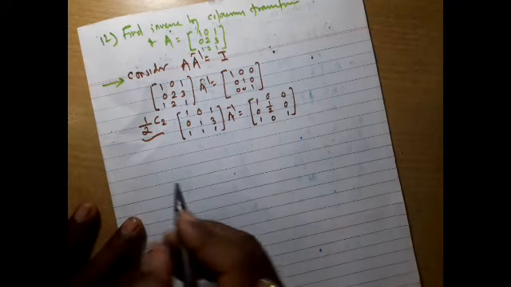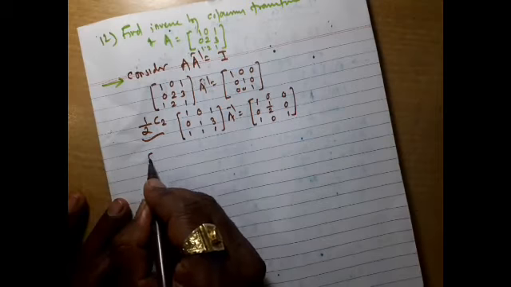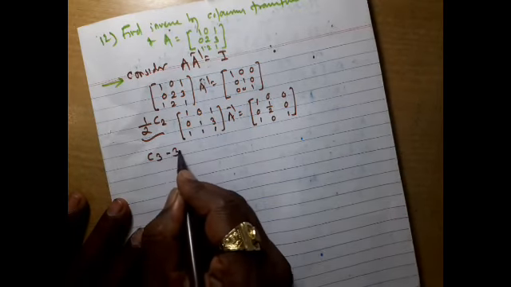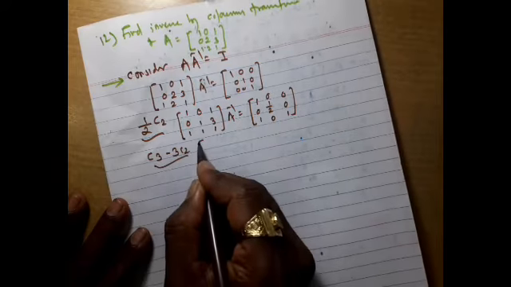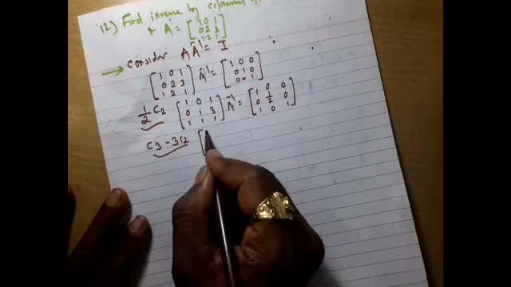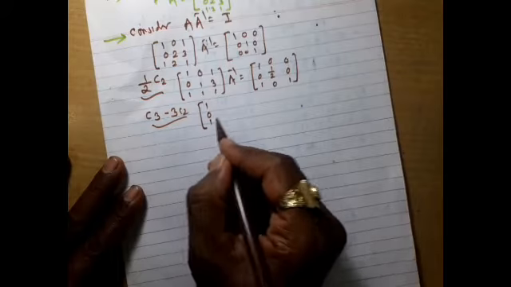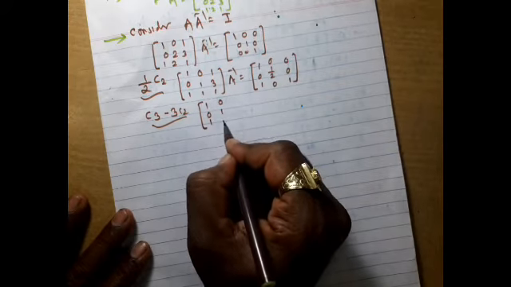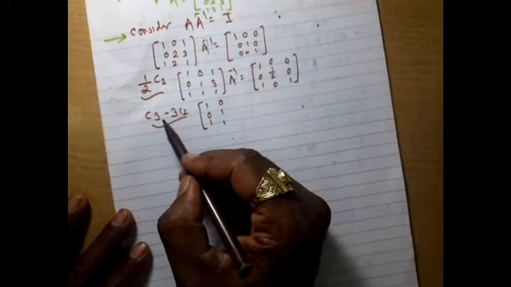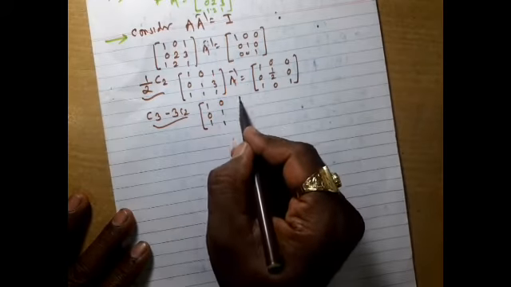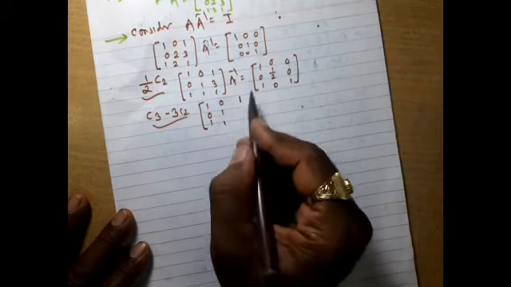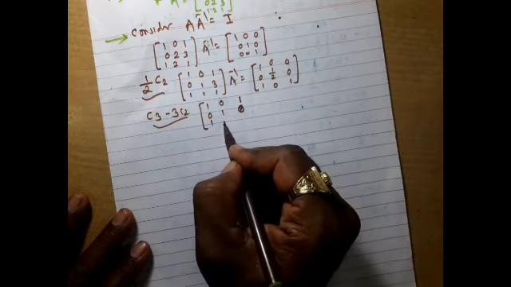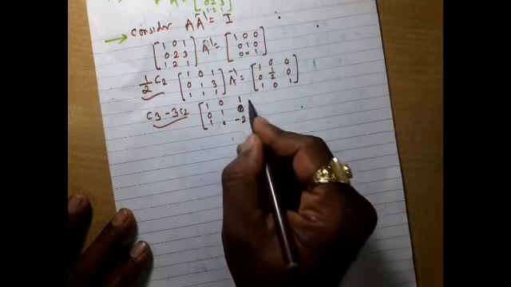Now next is C3 minus 3C2. So again, first and second column will not change. C3 minus 3, so here is 0, no change in this element. 3 ones are 3, minus 3 is 0, 3 ones are 3, 1 minus 3 is minus 2.